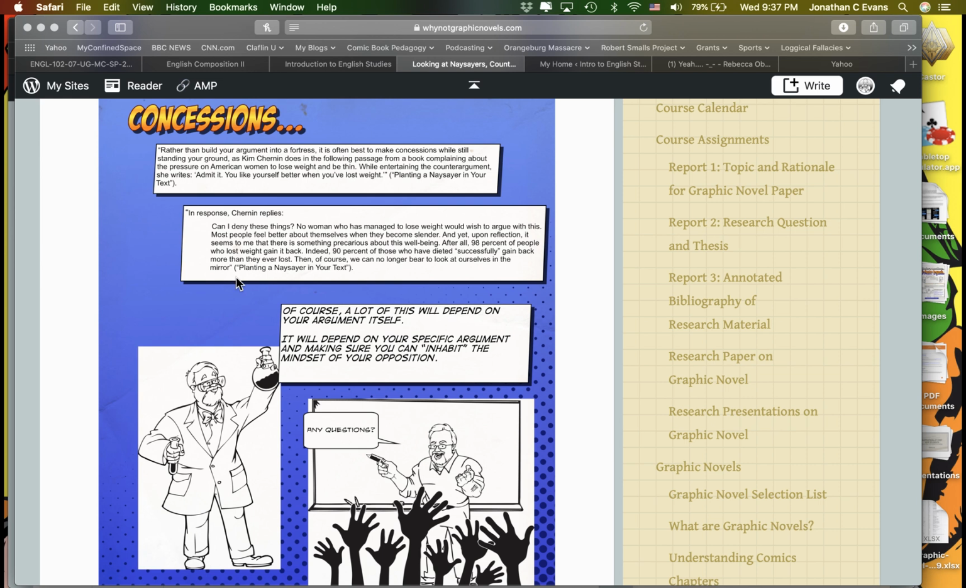This is a woman named Kim Chernin, who is talking about starting off a counter-argument. She leads off with this line right here where she says, "Admit it, you like yourself better when you lose weight." Now, ultimately, she's complaining about the pressure on American women to lose weight. So she's obviously arguing from the point of view that there's a cult of losing weight that oppresses women in America. But this sentence is her leading off a counter-argument section: "Admit it, you like yourself better when you've lost weight." That seems to be against her position, but this is why this is called a concession.